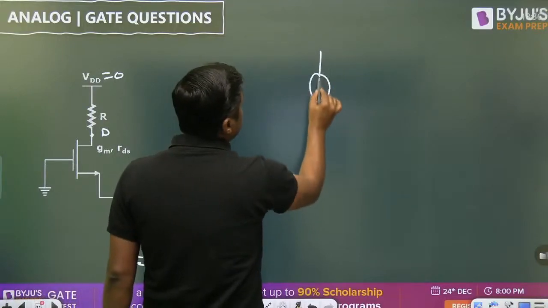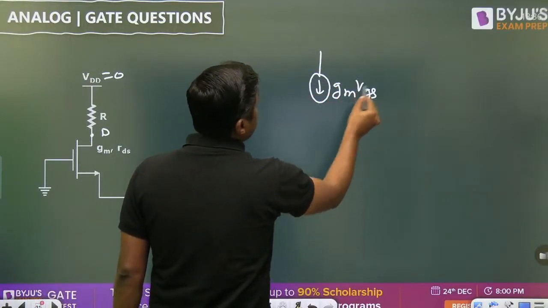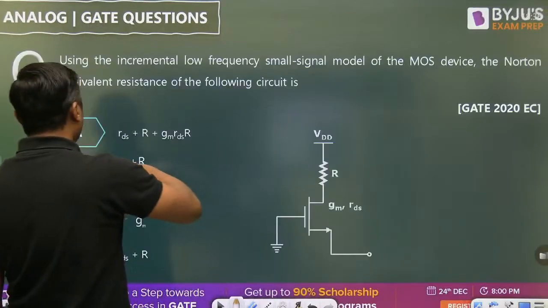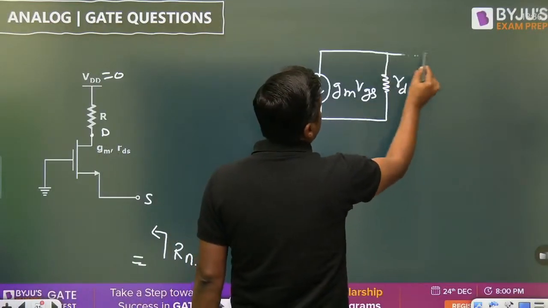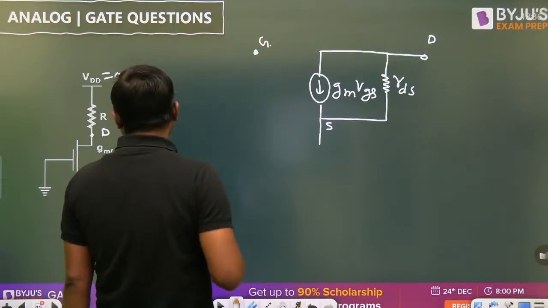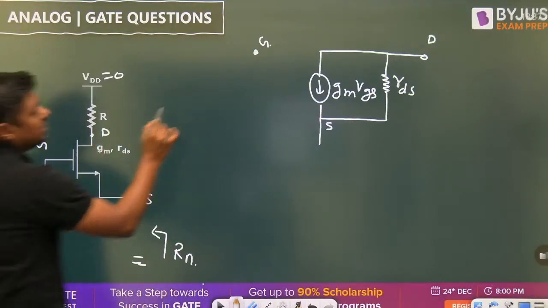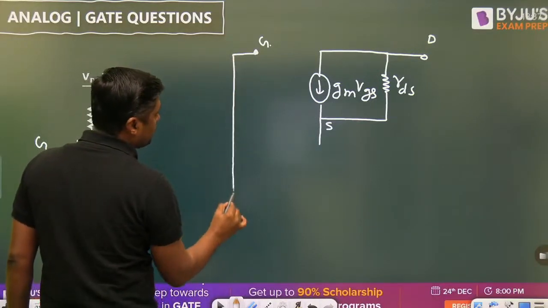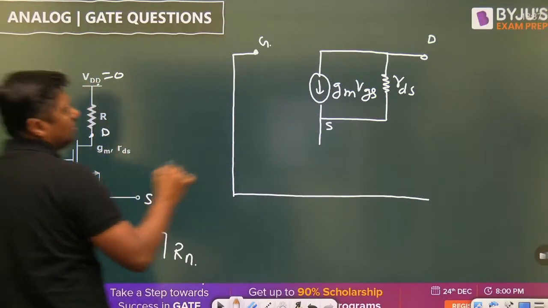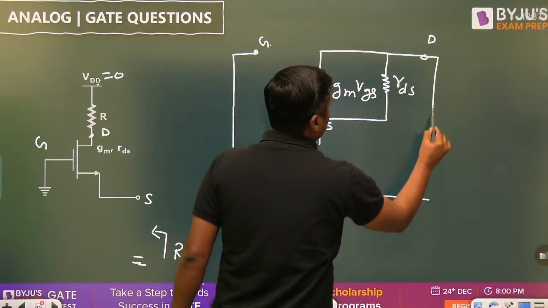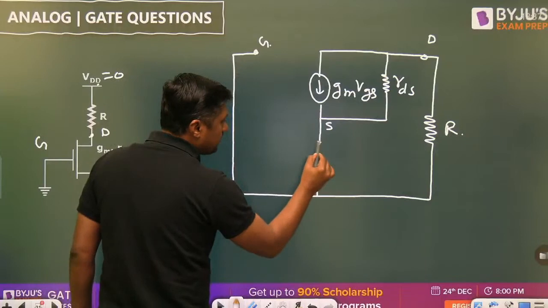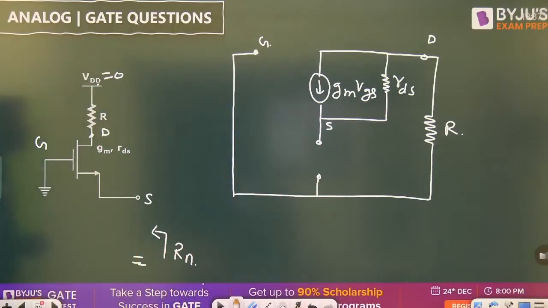Then gm is the transconductance, VGS is the gate voltage, and this is the r0, or RD. What is given here? RDS, the drain to source resistance. This is the drain terminal, this is the source terminal, and that is the gate terminal. Now this gate terminal is connected to ground, and that's why this voltage is 0. From drain to ground, R is connected, because this is the drain, that is the ground, and R is connected here. Now between the source terminal and ground terminal we have to find the resistance, and this is the VGS.